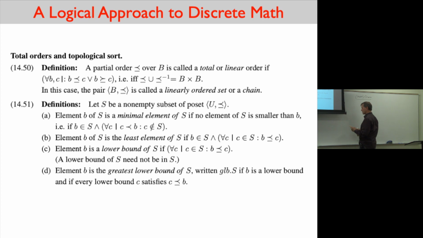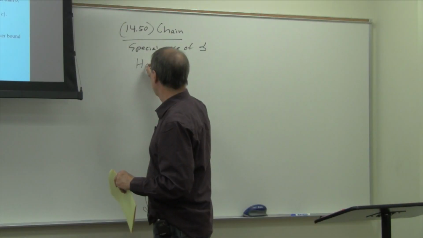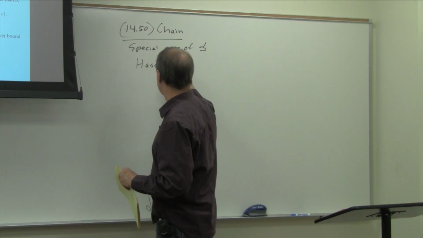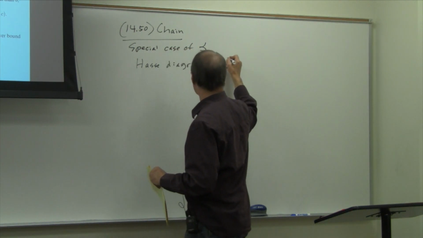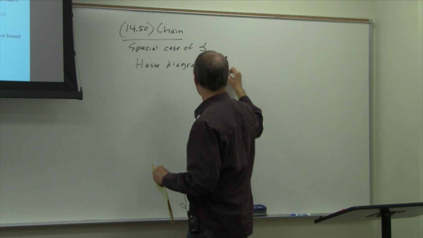Okay? It's a special case of a relation. And the reason it's called a chain is because if you look at the Hasse diagram, it's a straight line. The Hasse diagram looks like this.